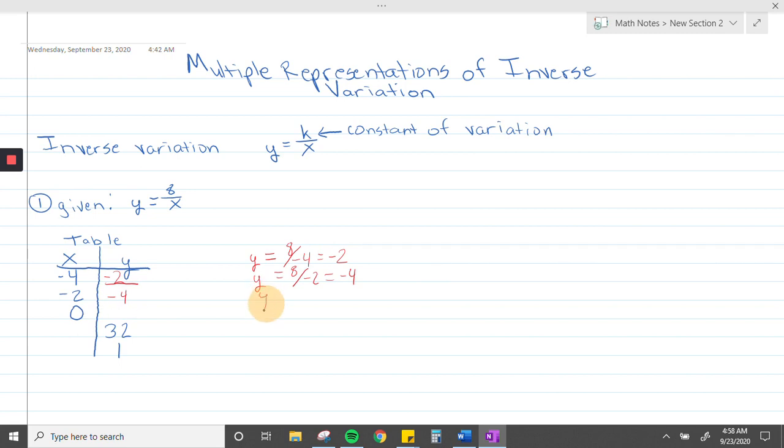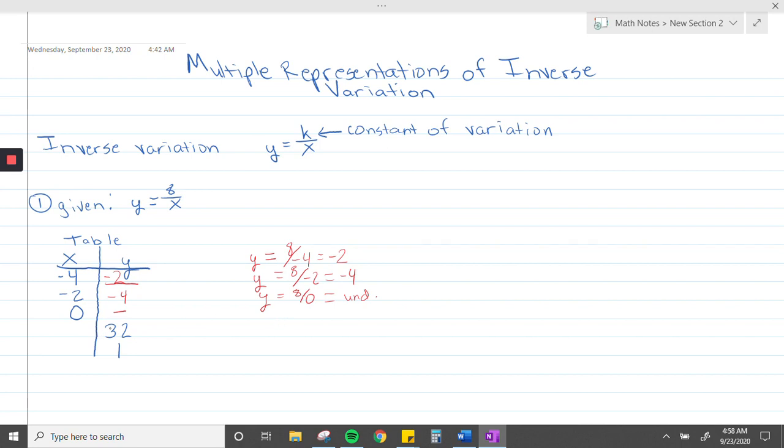What about when x equals 0? We'll have 8 divided by 0. We can't divide by 0. That's undefined. And you'll find that every time we have an inverse variation equation, x cannot be 0. So I'm just going to write a dash here. It does not exist. Y is undefined right there.